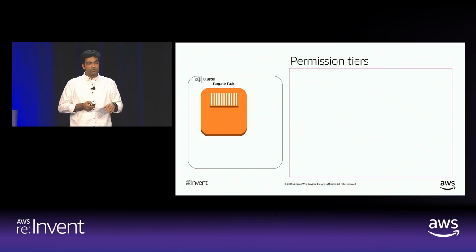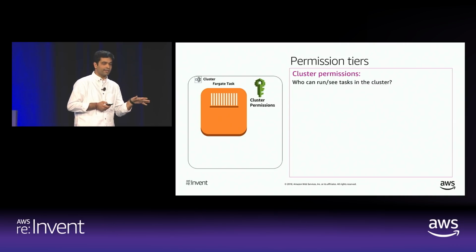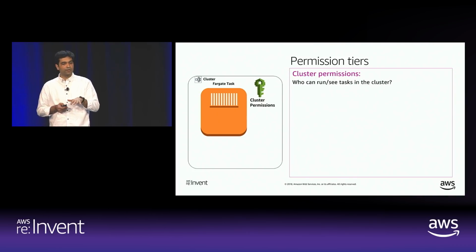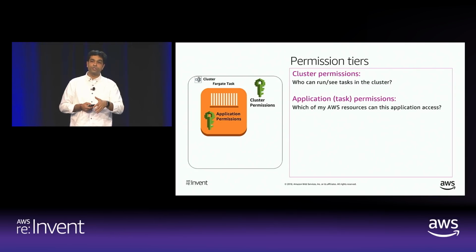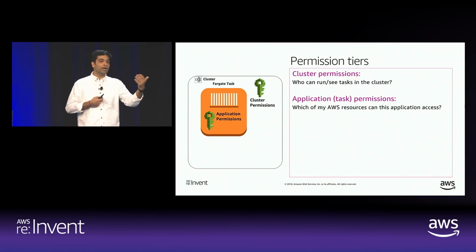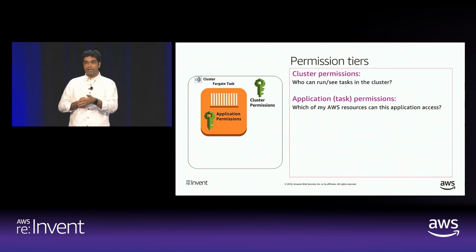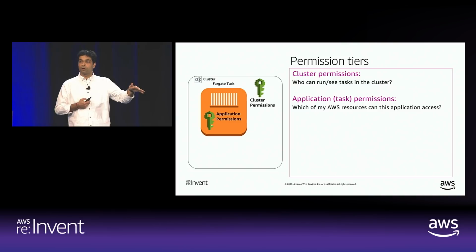So the first level of permission is what we call cluster permission. Cluster permission determines who can run, see tasks or services, or perform certain describe actions within this particular cluster. The second is application permission. It's the role under which the application runs, the Fargate tasks run, and it determines what kind of AWS resources it is allowed to access. For example, only the payment app can write to a DynamoDB table, right?